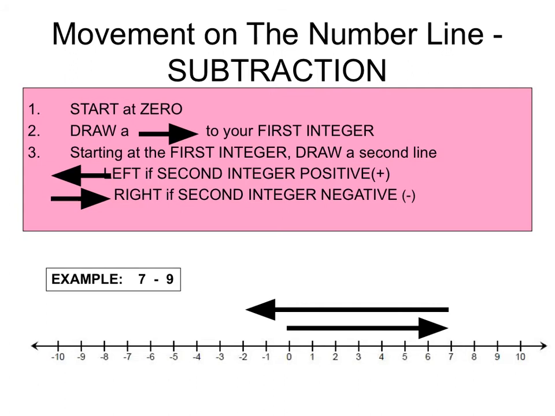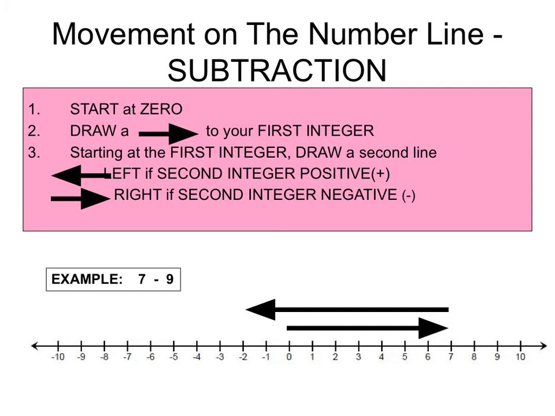Okay, let's look at an example. I have 7 minus 9. I'm going to follow these steps up above. Step number 1 says start at 0. So we start at 0. And step 2 says draw an arrow to your first integer. That's the same as integer addition. So our first integer is 7. So I draw an arrow from 0 to 7.